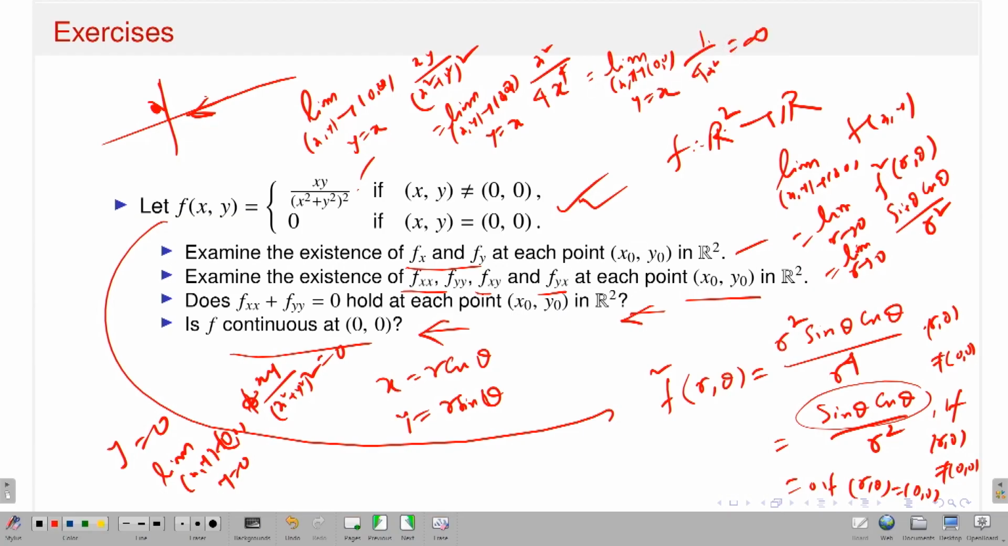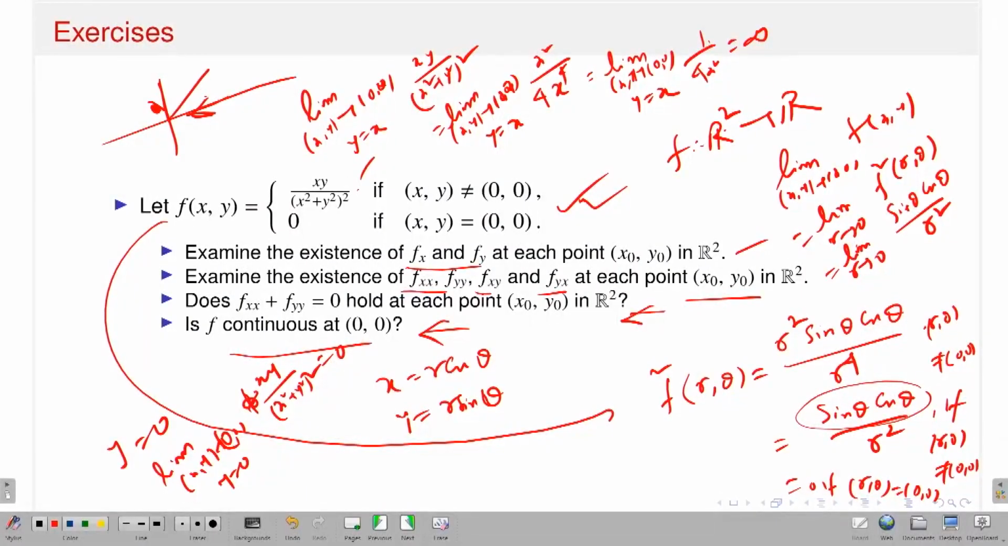So that means I can come to the origin first via the x-axis, and it will give the value 0, and if I come to the origin along y is equal to x, it blows up to infinity. So therefore the limit does not exist, and since the limit does not exist, forget about the continuity of f at that point. So therefore the function is not continuous.